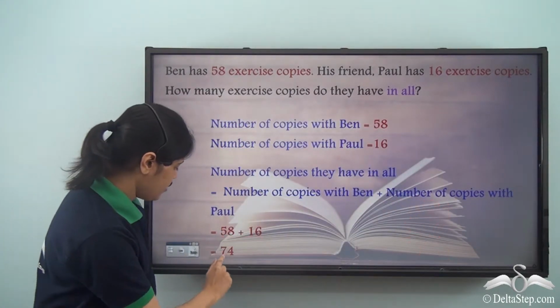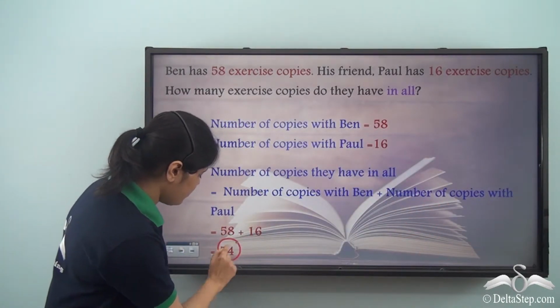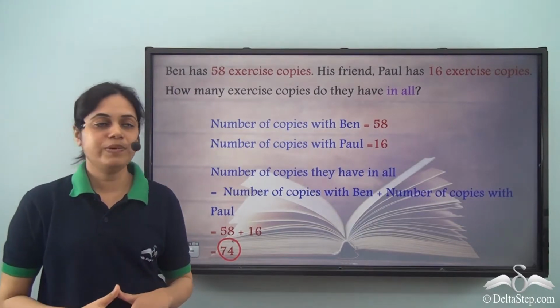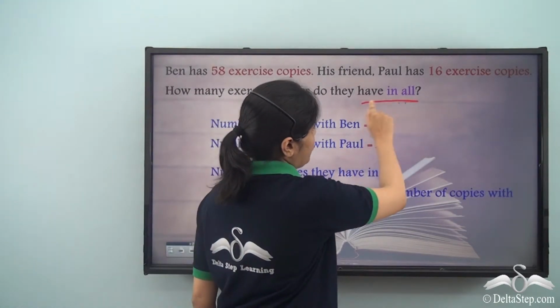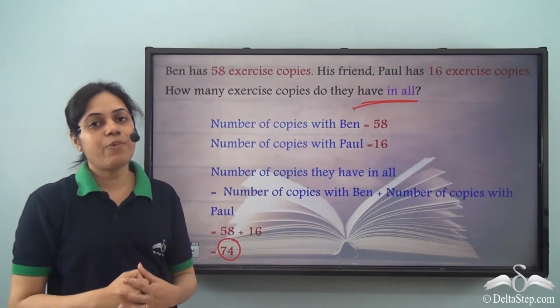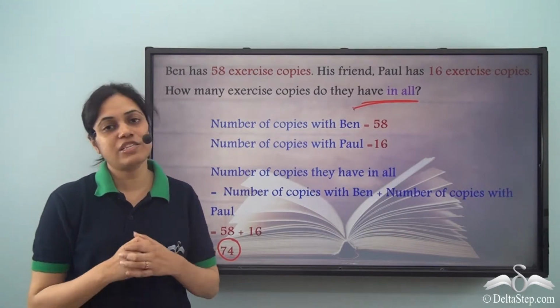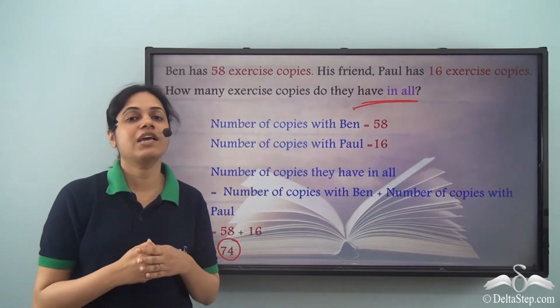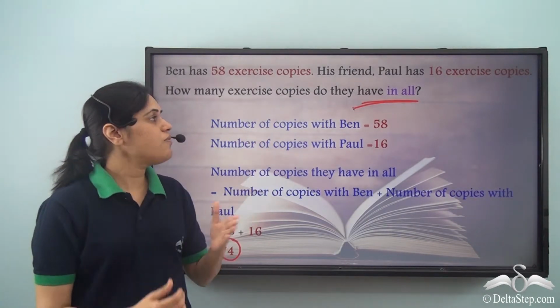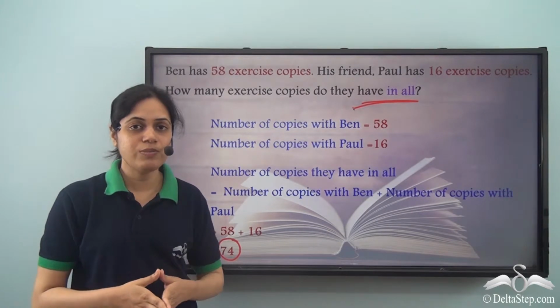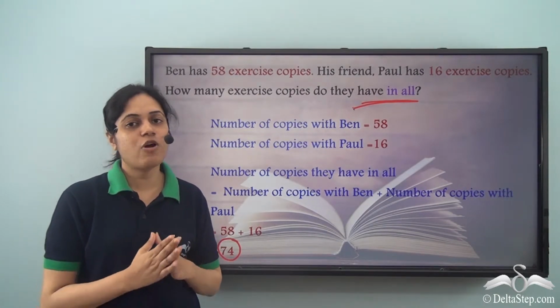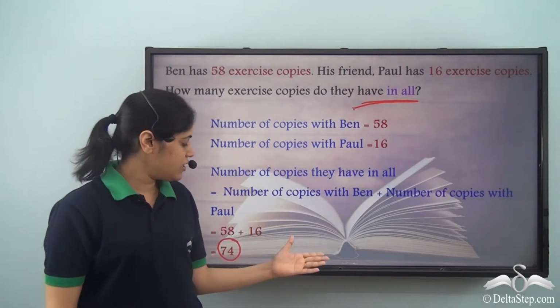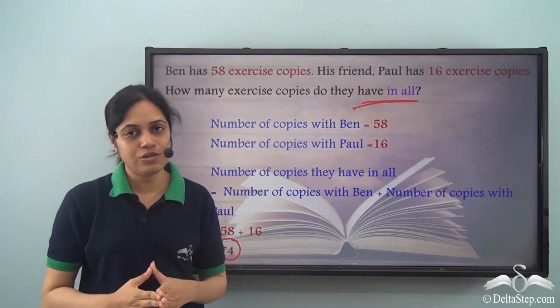So there are 74 exercise copies which they have in all. So Ben and Paul have 74 exercise copies put together, or 74 exercise copies in all. So this is how we can help them solve their problem or count the number of copies which they have using the word problems and using addition.